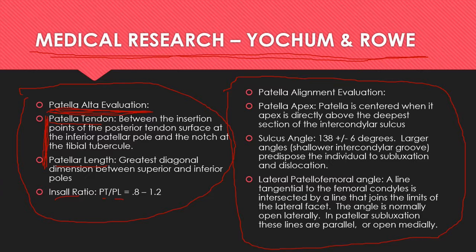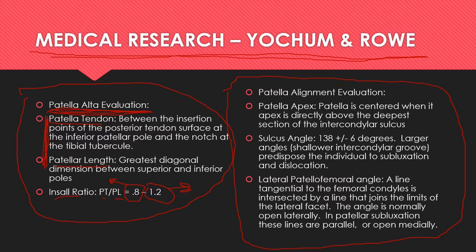Now, if the patella tendon and the patellar length were exactly the same, the ratio would be 1. If the patellar tendon is a little bit shorter than the length of the patella itself, the ratio will be less than 1. If the patella tendon is longer than the length of the patella itself, the ratio will be greater, such as 1.2 or even higher, with higher ratios in this direction indicative of patella alta and lower ratios in this direction indicative of patella baja.